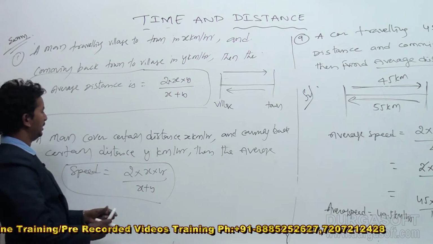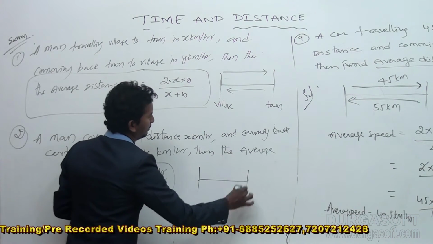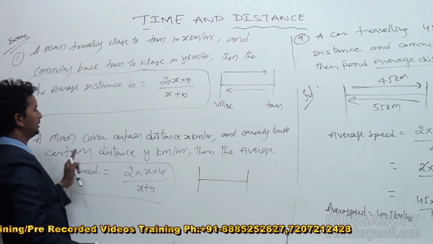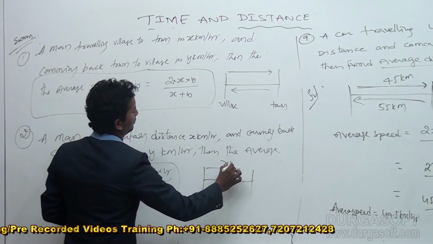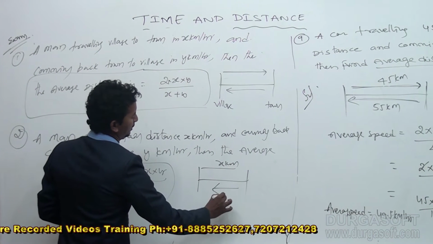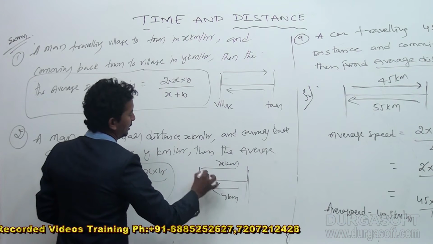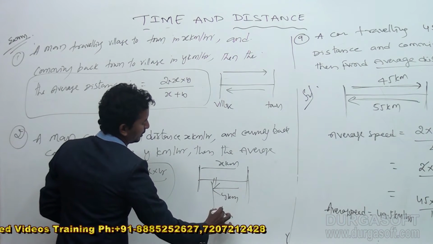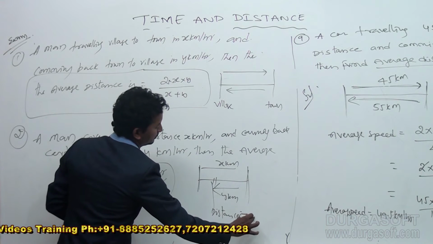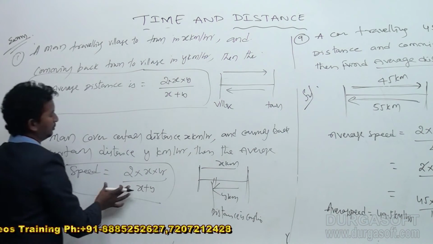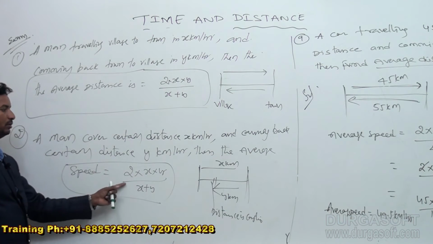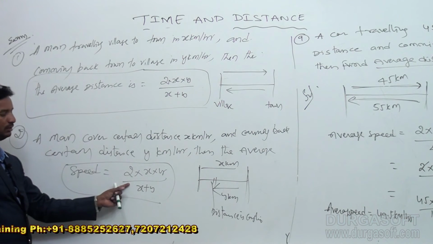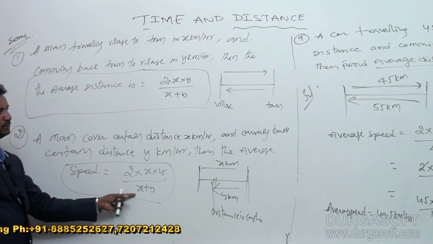Now again, this one also is the same: coming back and a certain distance covered, this is x kilometer per hour and this is also y kilometer per hour. Then the distance is constant here, so the same problem: the average speed is equal to 2 times of x into y divided by x plus y.